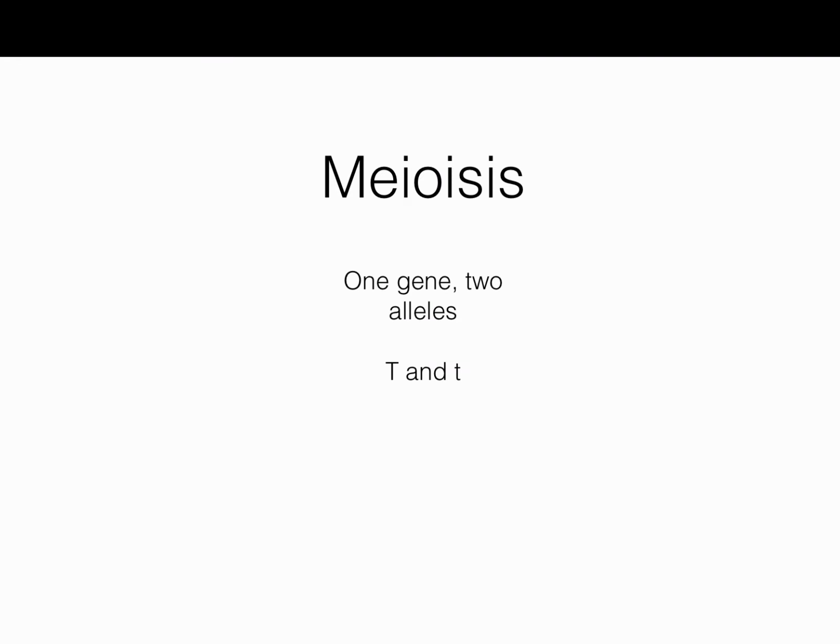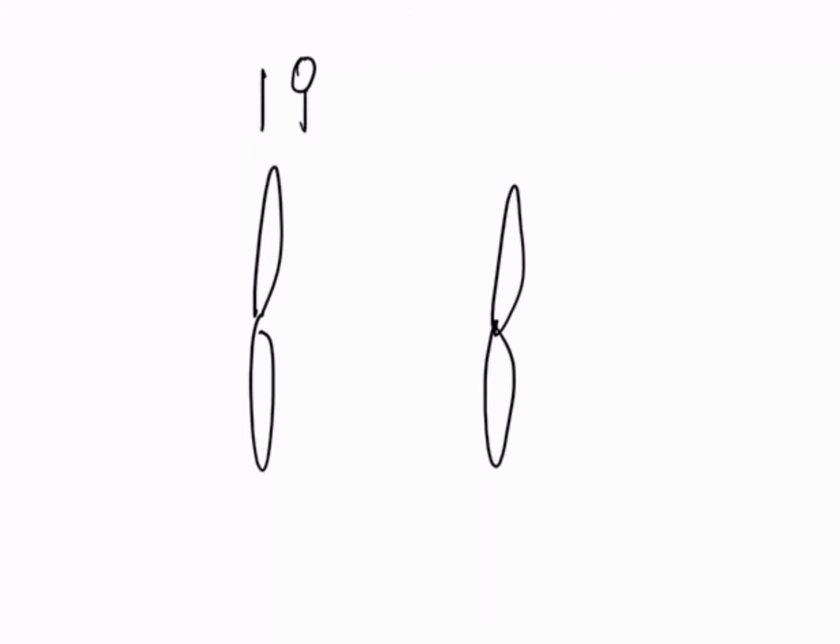Here's a quick overview of meiosis, a slightly different way of looking at meiosis, and so we're going to follow one gene and its two alleles during the events of meiosis. So let's start off with maybe some chromosomes. Here's a pair of homologous chromosomes, and this could be chromosome 1 from mom, and this could be chromosome 1 from dad. That's totally fine. We're just going to follow one pair of chromosomes, otherwise it gets incredibly complicated.